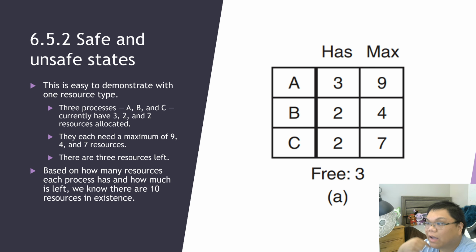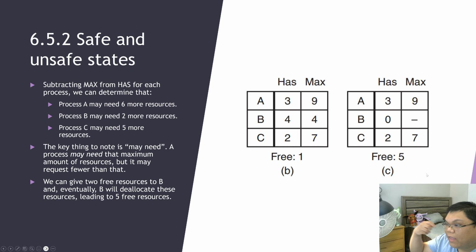Well, let's look at this first. We know that processes A, B, and C have 3, 2, and 2 resources allocated respectively. And if we combine that with the 3 free available resources, we know there are 10 resources in existence. We also know that each process may need a maximum of 9, 4, and 7 resources.